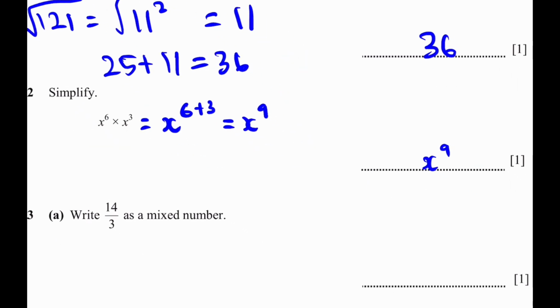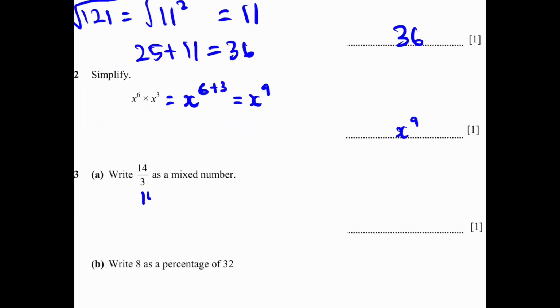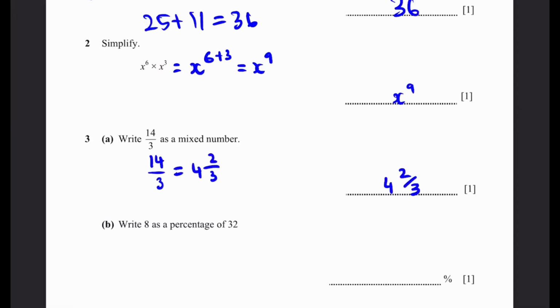Question 3. Write 14 by 3 as a mixed number. So 14 by 3, 3 multiplied by 4 equal to 12. So 4 and what's remaining? Remainder is 2. 2 by 3. Mixed number form. B. Write 8 as a percentage of 32.